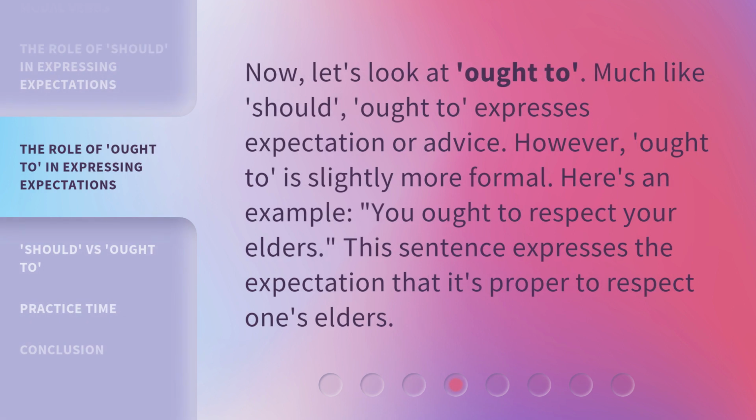Now, let's look at ought to. Much like should, ought to expresses expectation or advice. However, ought to is slightly more formal. Here's an example. You ought to respect your elders. This sentence expresses the expectation that it's proper to respect one's elders.